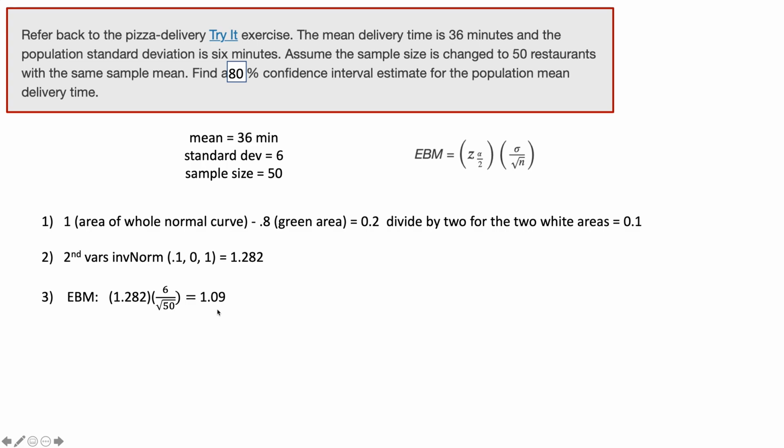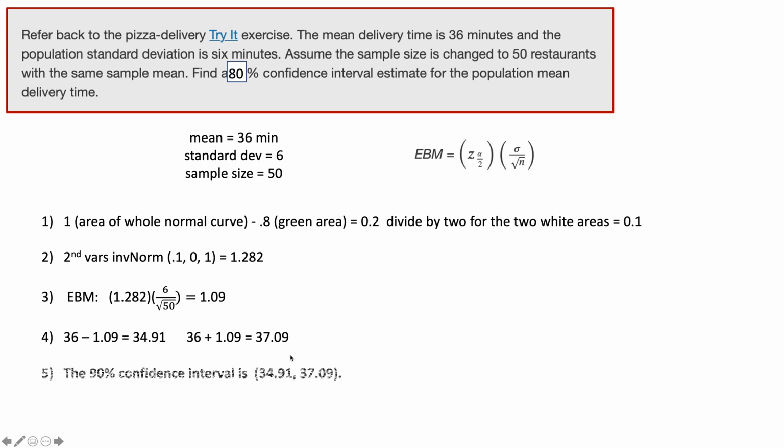What do I do with the 1.09? Well, that's got to surround the mean. So I get 36 minus 1.09, which is 34.91, and 36 plus 1.09, which is 37.09. That means that the 80% confidence interval level is from 34.91 to 37.09. We express that with parentheses and the comma in between, kind of like a coordinate.